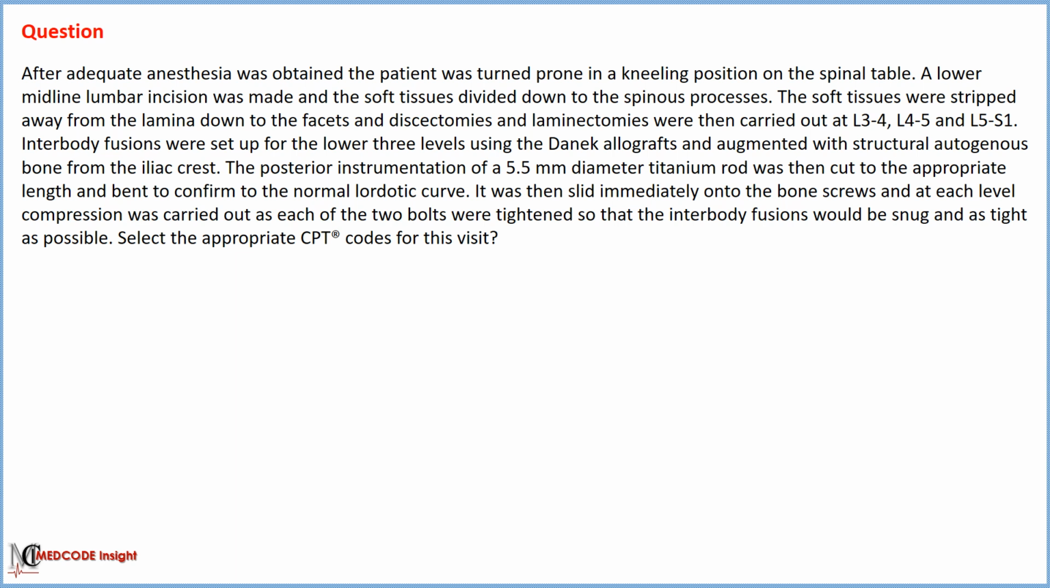Interbody fusions were set up for the lower three levels using the Danek allograft and augmented with structural autogenous bone from the iliac crest. The posterior instrumentation of 5.5 mm diameter titanium rod was then cut to the appropriate length and bent to conform to the normal lordic curve. It was then slid immediately onto the bone screw, and at each level, compression was carried out as each of two bolts were tightened so that the interbody fusion would be sunk and as tight as possible.